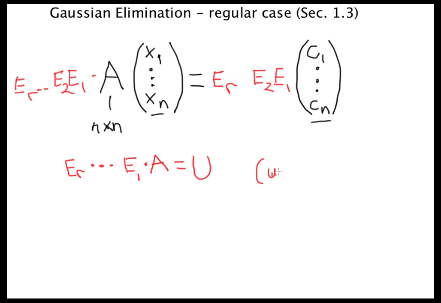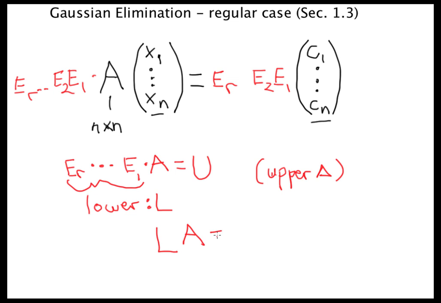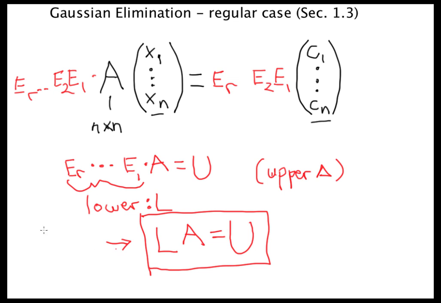this matrix product is supposed to be upper triangular. I've written U to remind you that this is upper triangular. And this product of matrices here is a product of elementary matrices, and I mentioned before that such a thing is a lower triangular matrix. So what I've essentially done is found L such that L times A is equal to U, where L is special lower triangular, and U is upper triangular.